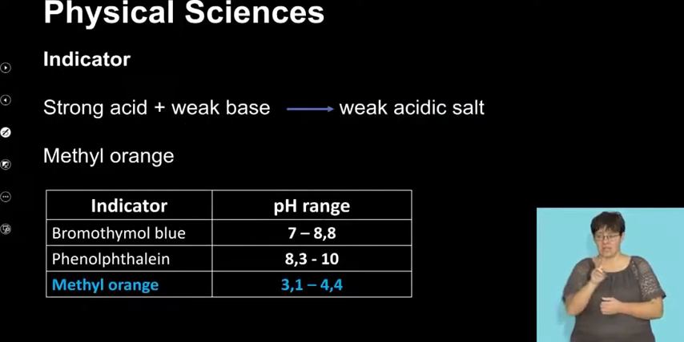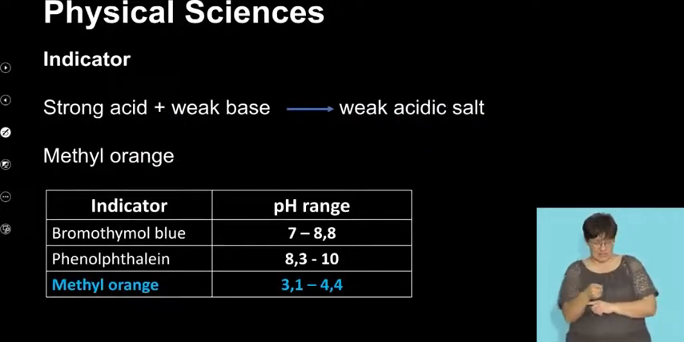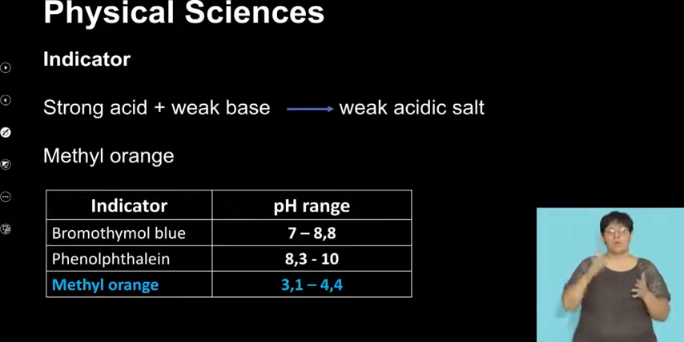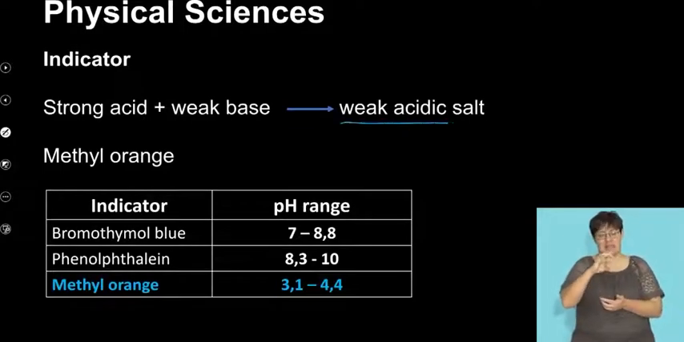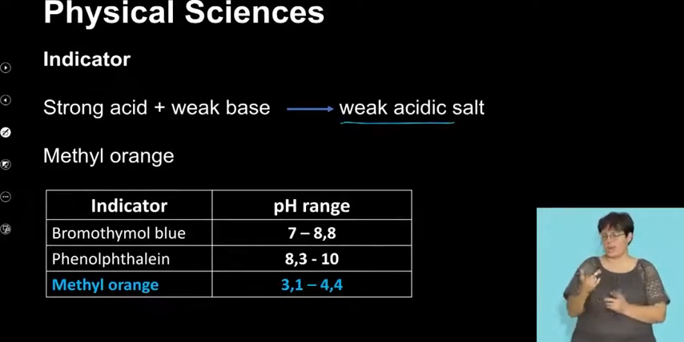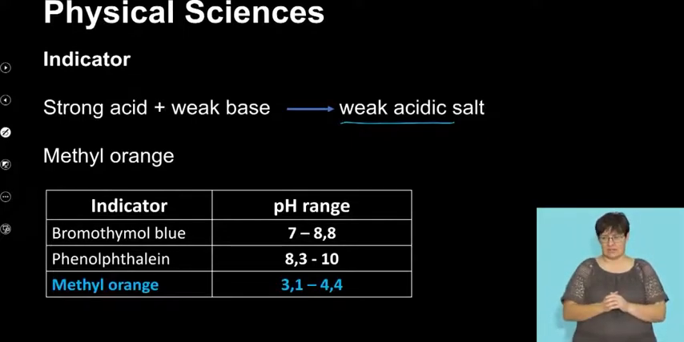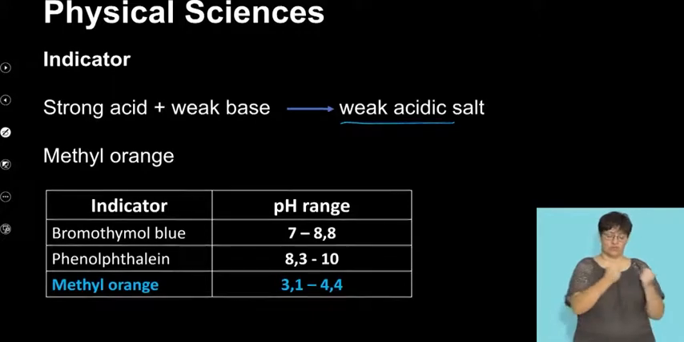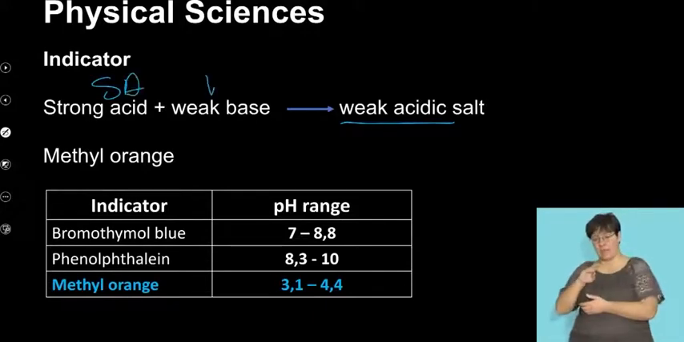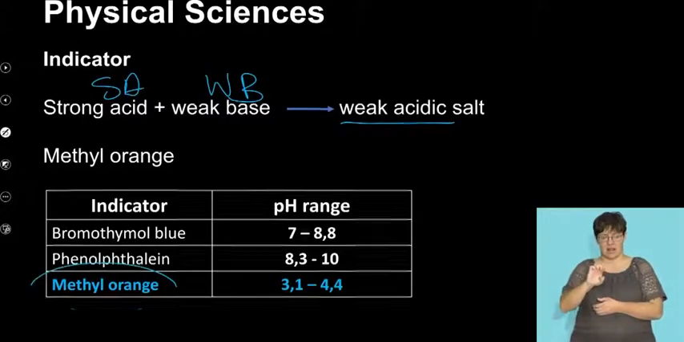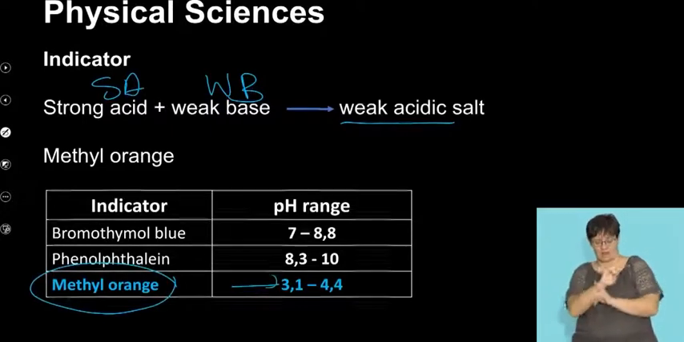For us to see the color change for this, for us to know that it will be a weak acidic salt, the color change should then be at a pH a bit lower than 7. And in the case of a strong acid and a weak base, we will use methyl orange to indicate the color change for us.